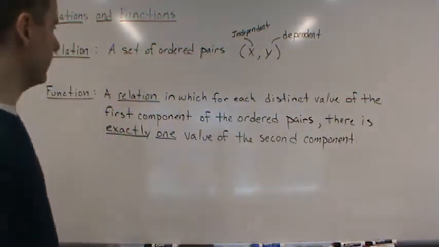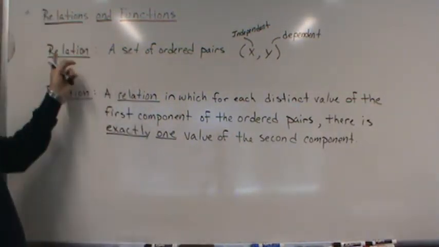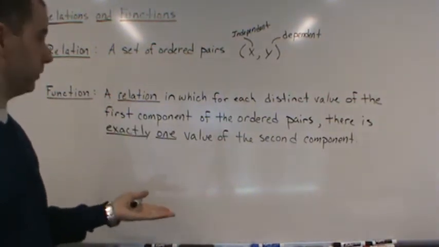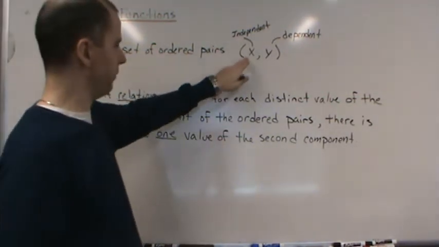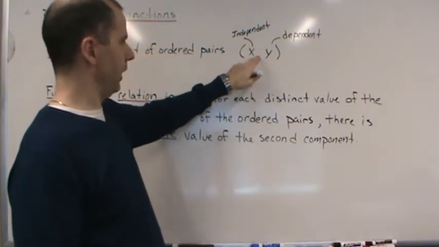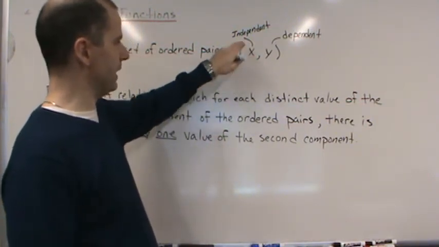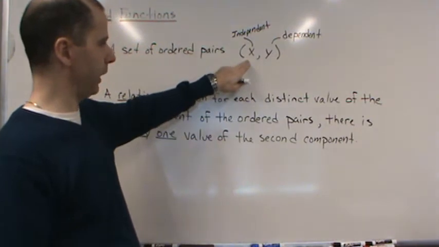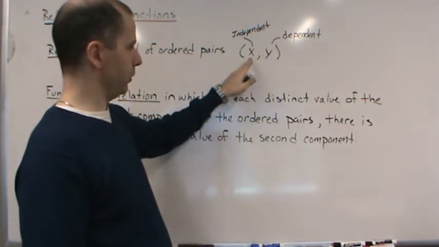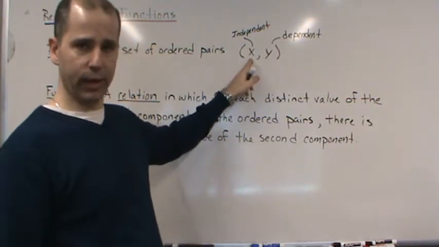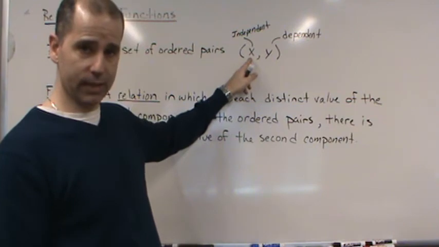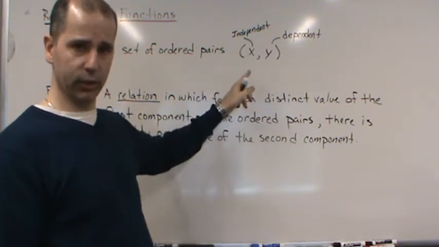As we can see here, a relation is very simple. It's just a set of ordered pairs. For example, we have this ordered pair where we have an x variable and a y variable. This x variable is the independent variable, and the y variable is what we call the dependent variable. What we usually do when we have a relation is put the independent variable first. That's the variable that will change independently.